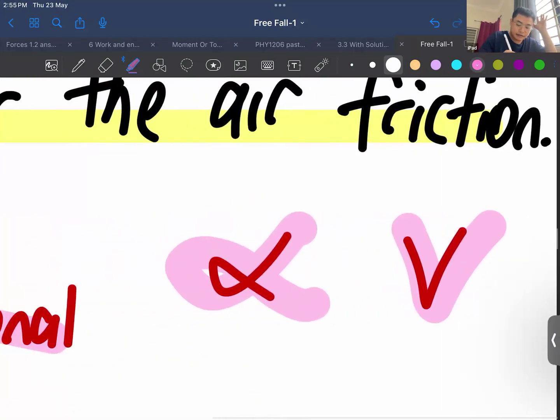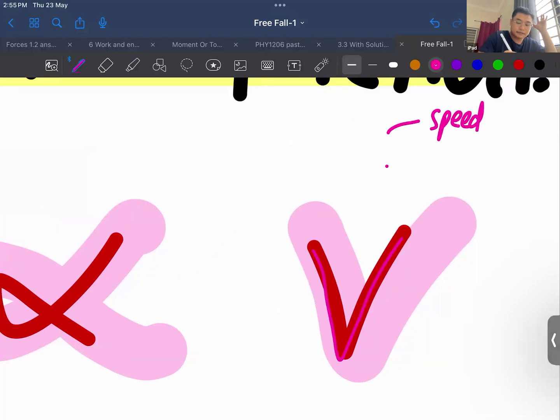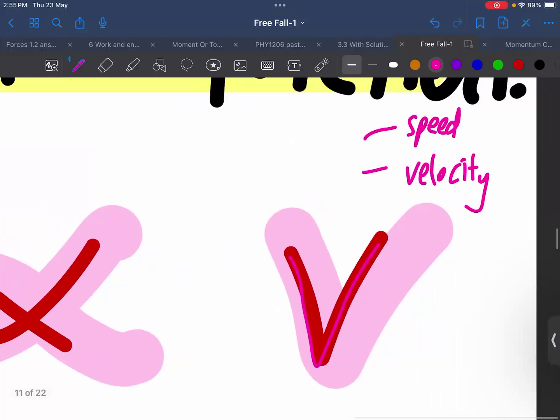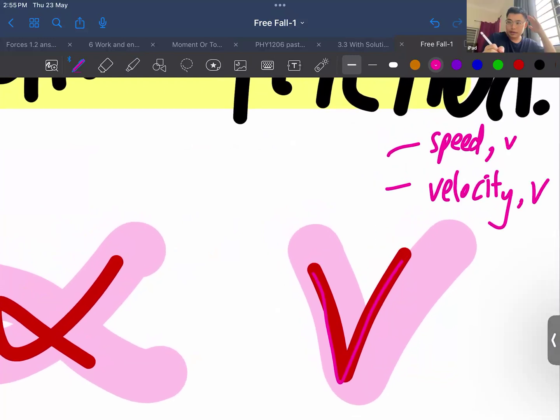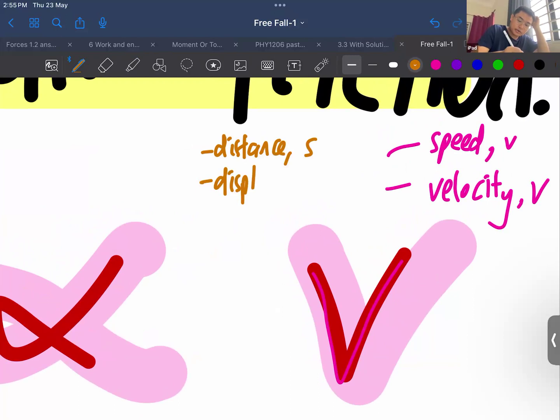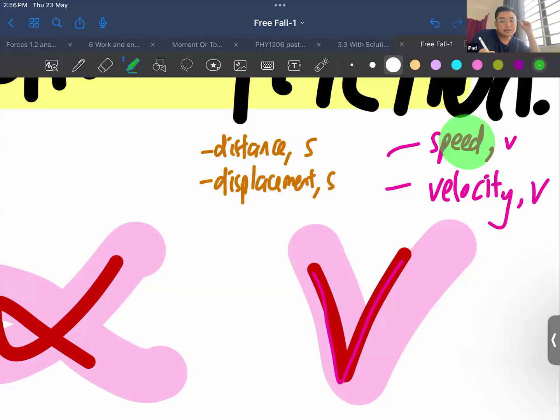Do you still remember that V can stand for either speed or velocity? Why I have to stress this is because I don't want students to tell me that S equals speed. Distance, we can use S. Displacement, we also can use small letter s. The very common mistake is they tell me, teacher, speed, the starting letter is S, so why don't you use S to represent speed? Well, we don't do that.